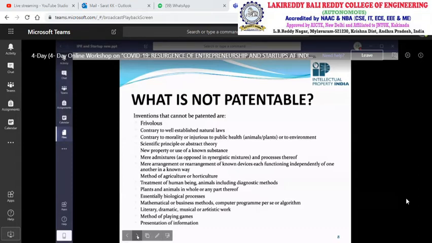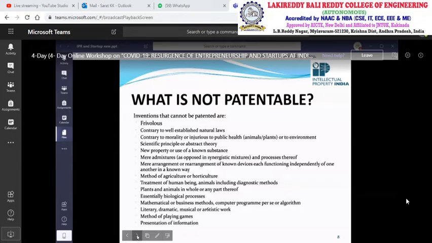Suppose somebody has a product which is injurious to public health or plants or the environment. We are still debating on BT cotton. Still somebody is showing that it is injurious to the environment, to some insects, some plants. The scientific community is still debating. So this kind of product is still not patentable. Also not patentable: a scientific principle or abstract theory, or a new property of a known substance, a mere mixture of certain substances, methods of agriculture, plants and animals in whole, essential biological processes, mathematical or business methods, and computer programs per se or algorithms.